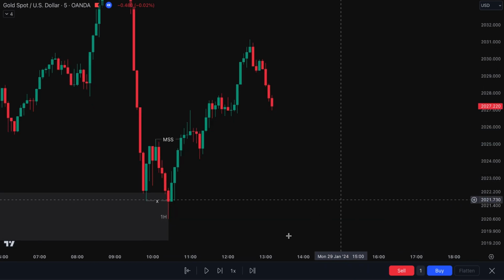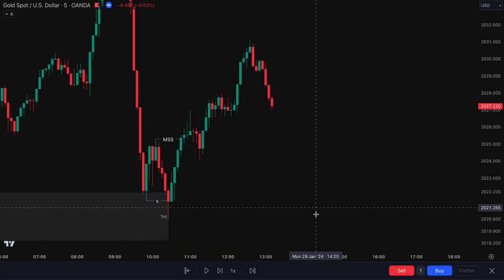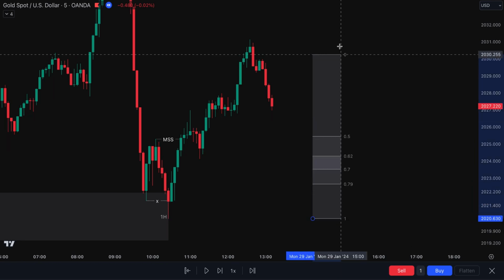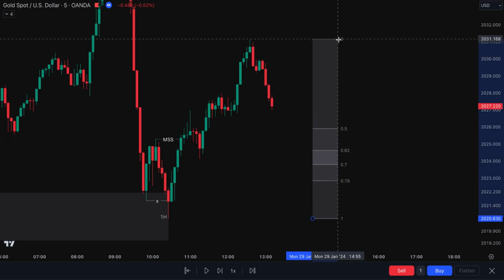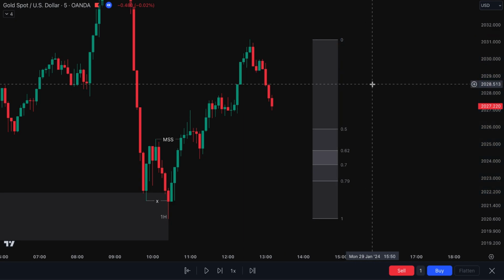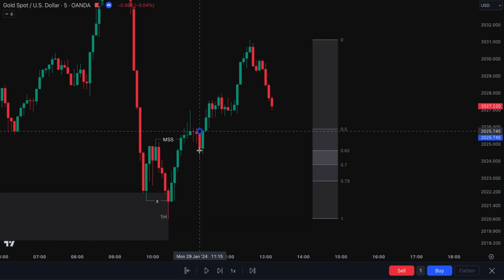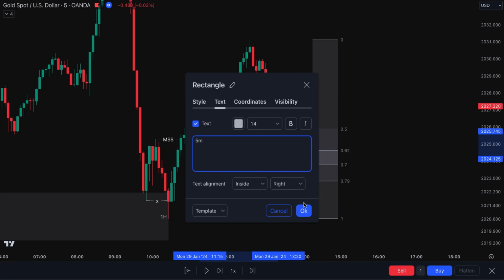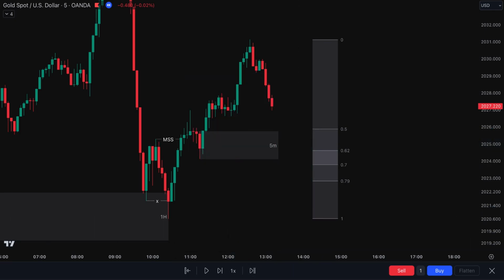Now I will take the Fibonacci tool and draw it from the bottom to the top, exactly the same, and look for a PD array in the discounted area. As you can see, we have an order block right here, and we also have one which is right here.